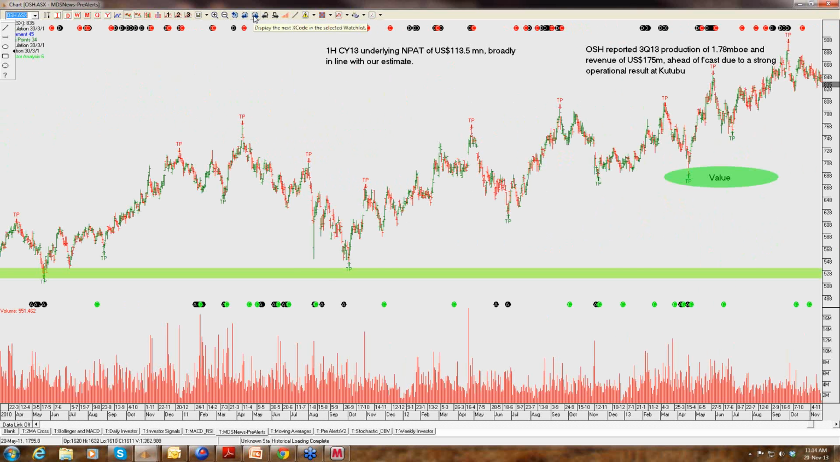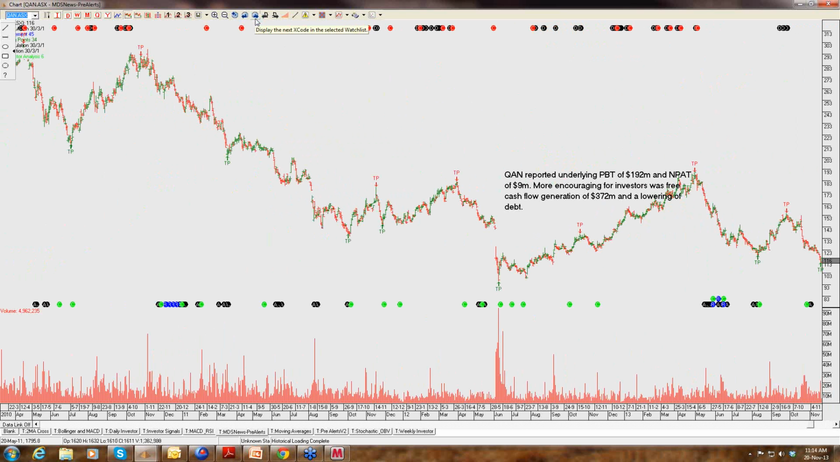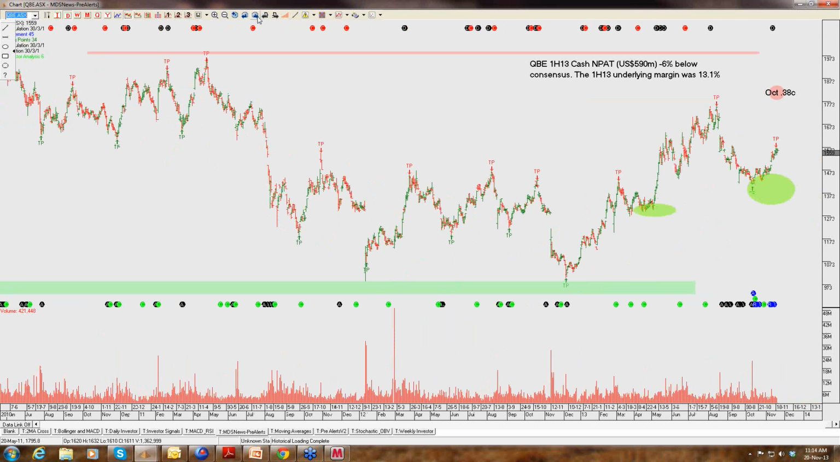I reckon not doing anything there at the moment, nor in Oil Search. Our preference is Woodside Petroleum. Not doing anything there in Qantas at the moment.